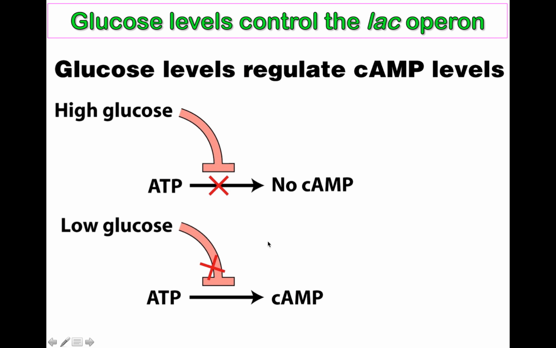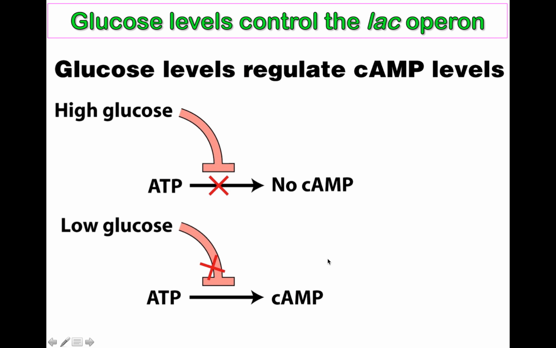Cyclic AMP, the small molecule that binds to the catabolite activator protein, is produced in the cell in response to low glucose levels. If glucose levels are high, ATP is not converted into cyclic AMP. But when glucose levels drop, cyclic AMP is produced.